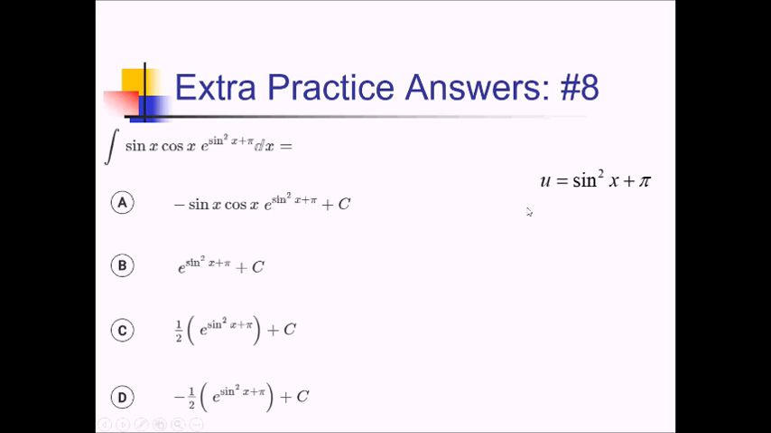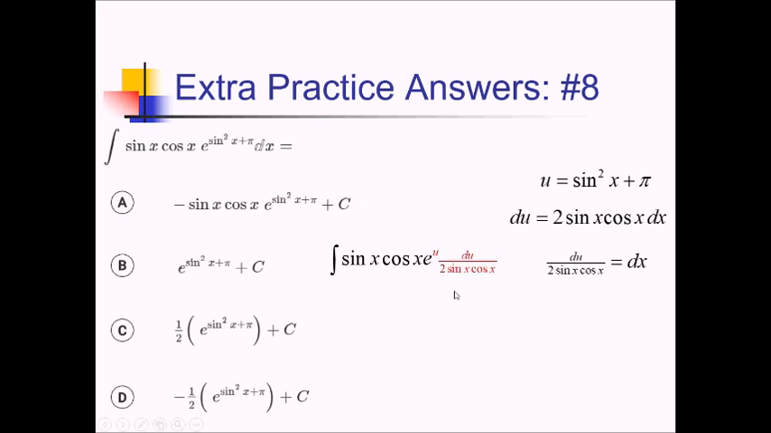So then du is going to equal, well, let's see here. I need a chain rule. We're going to have 2 times sine of x times the derivative of sine, which is cosine. We have a dx there as well. This pi is just a constant, so that just becomes 0. And now if I want to isolate dx, I can divide both sides by 2 sine of x cosine of x. So now plugging stuff back in, I can write sine of x cosine of x times e to the u. And instead of dx, I'm going to have du over 2 sine of x cosine of x.